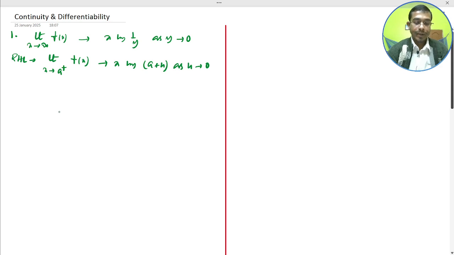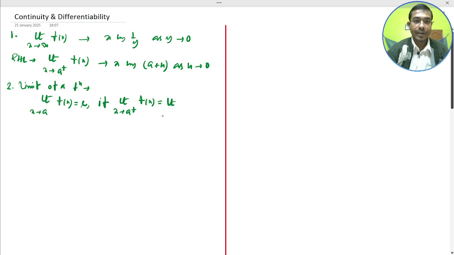Next, limit of a function. Limit x tends to a of f(x) is equal to L if limit x tends to a plus of f(x) is equal to limit x tends to a minus of f(x), that is equal to L. This is the left hand limit equal to the right hand limit.